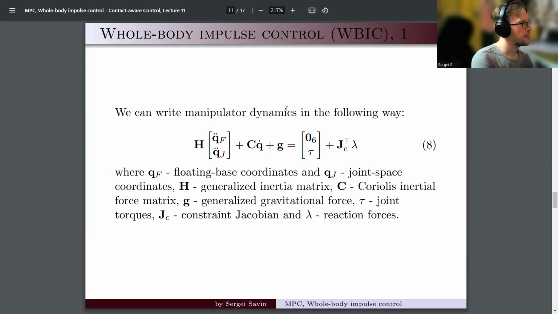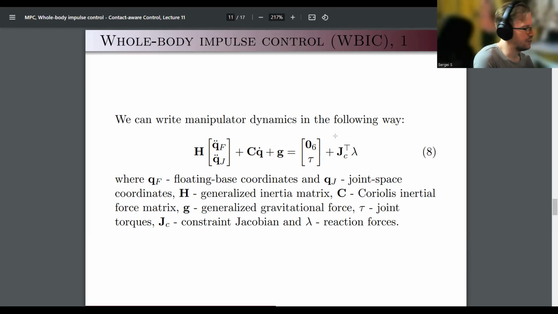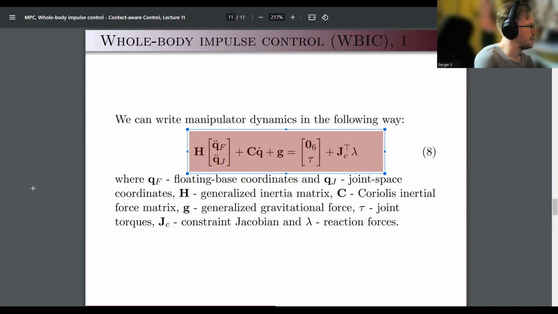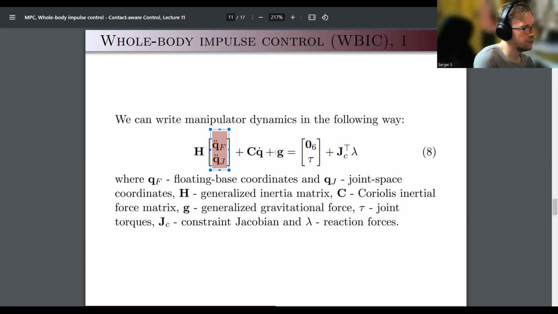Now to start with the QP formulation, what we have to do is manipulate equations that you have seen previously. So here they are. The difference is that I divide my coordinates into baskets. One basket is floating base coordinates. Another basket is joint space coordinates. Floating base is 6 coordinates, like angles, 3 positions of the center of mass, for example.